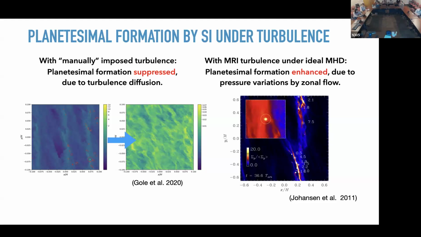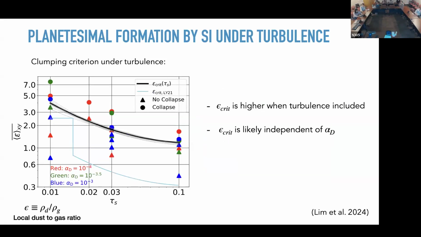And now that we're thinking about turbulence, recently there's also work about how the clumping criterion will be changed if we consider turbulence. So here is what the result is. Again, they ran a lot of simulations with different stopping times and different local dust-gas ratios, right? They basically get this new curve, which is their new clumping criterion. Comparing to the blue one, which is the previous one without turbulence, they basically say that the clumping criterion is higher when the turbulence is included.